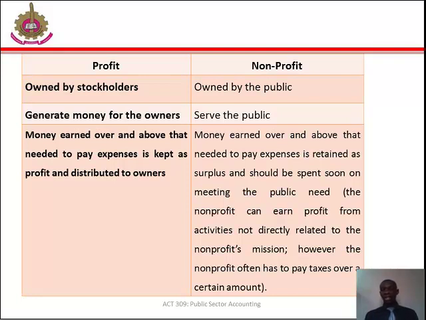Under a profit organization, it is owned by stakeholders, while a non-profit is owned by the public. Also, under a profit organization, money over and above that needed to pay expenses is kept as profit and distributed to owners, while in a non-profit organization, money over and above that needed to pay expenses is retained as surplus and should be spent soon on meeting the public need. That is, the non-profit can earn profit from activities not directly related to the non-profit's mission. However, the non-profit often has to pay taxes over a certain amount.